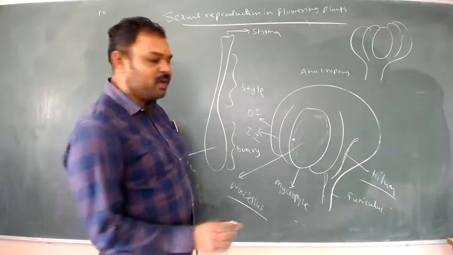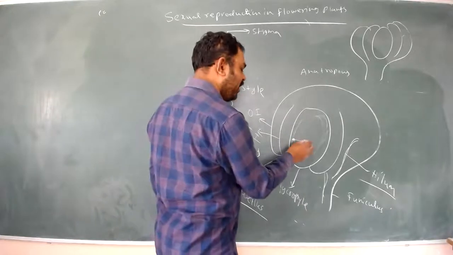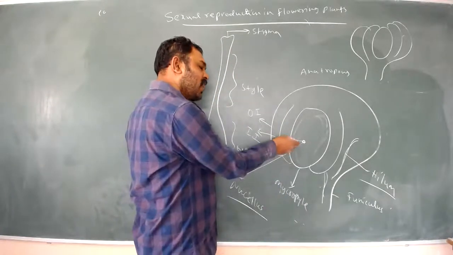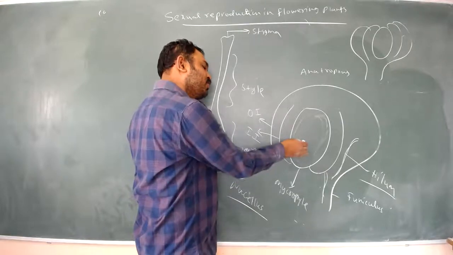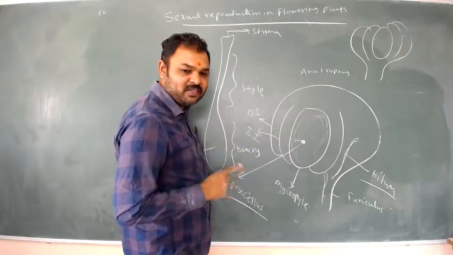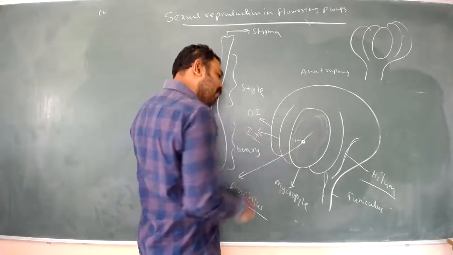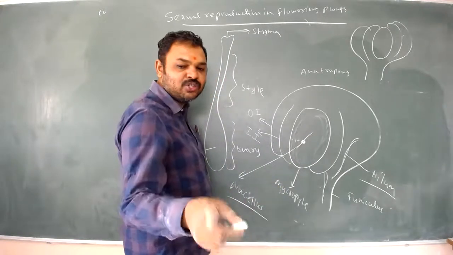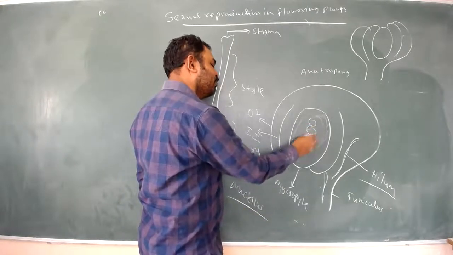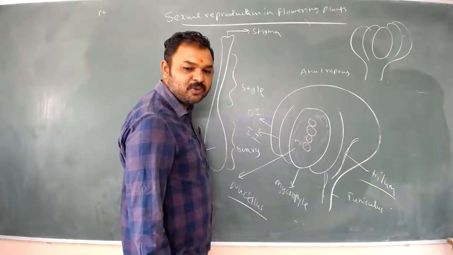So finally the macrospore mother cell will come from this. From the new cell, the archesporial mother cell, it produces what will be there? Macrospore mother cell or megaspore mother cell. This megaspore mother cell or macrospore mother cell undergoes meiotic division. How many macrospores are forming? 1, 2, 3, 4.